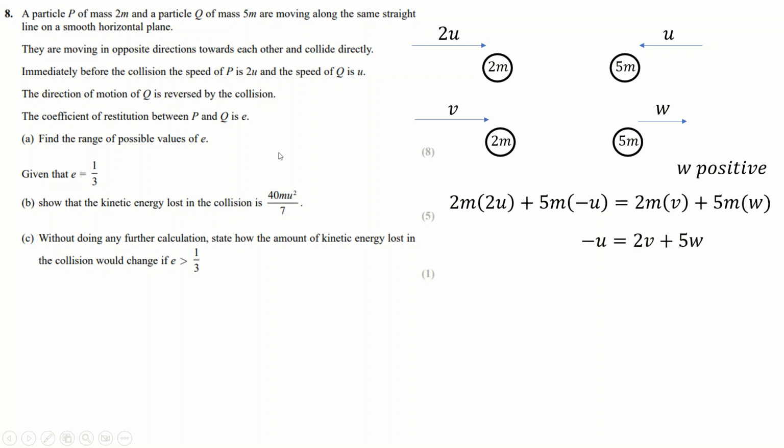We get this. And now formula with E, speed of separation, which is w minus v in my picture, is equal to 2u minus u, which is 3u. Sorry, minus u is 3u equals E. Times everything by 3u, we get this. Solve for w and v.